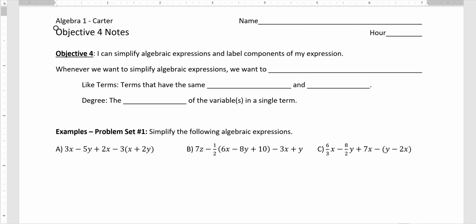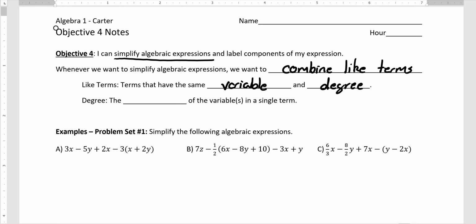Objective 4 says, I can simplify an algebraic expression and label components of my expression. So today we're going to focus on simplifying the algebraic expressions. Whenever we want to simplify algebraic expressions, we want to combine like terms, and that's something we've probably heard before. Combining like terms is relevant all around mathematics. Like terms are terms that have the same variable and the same degree.